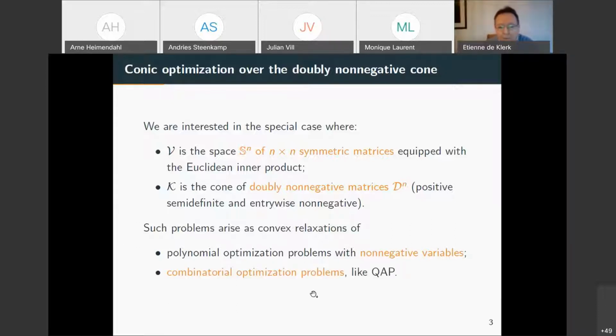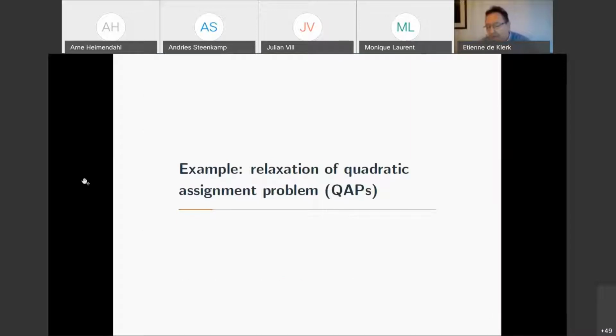And of course, combinatorial optimization problems can be viewed as polynomial optimization problems with non-negative variables, typically 0, 1 variables. So indeed, in special cases of combinatorial optimization problems like the quadratic assignment problem, we arrive at doubly non-negative matrices through convex relaxations. I just want to have one running example with which I can illustrate the theory and the computation. This example is going to be the quadratic assignment problem. I'm sure not everybody is equally familiar with this, so let's look at this together.